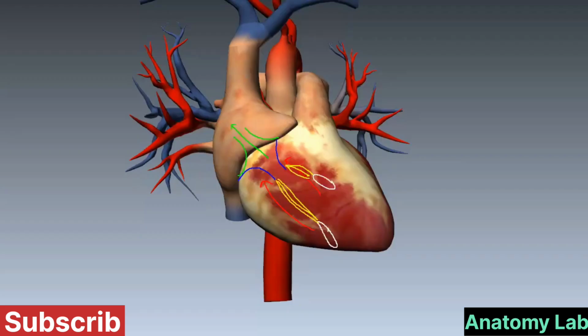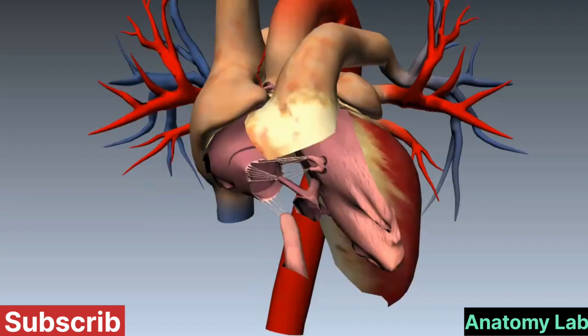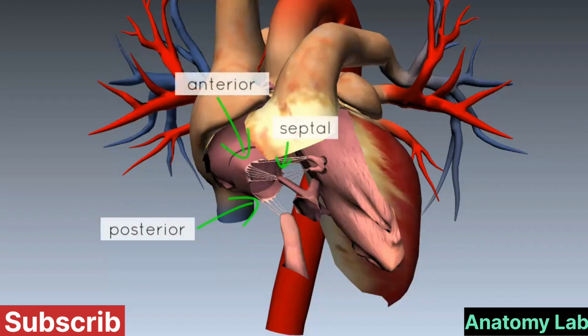So the papillary muscles, by attaching themselves to the cusps of the tricuspid valve via these cords, the chordae tendineae, prevent this from happening, and they thereby prevent the backflow of blood into the right atrium when the ventricle contracts. Just coming back to this view here, you've got three cusps and you've got three papillary muscles. So you've got a posterior, an anterior, and a septal cusp, and you've got corresponding papillary muscles.